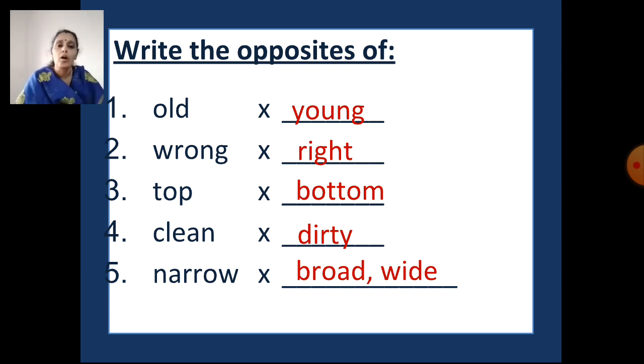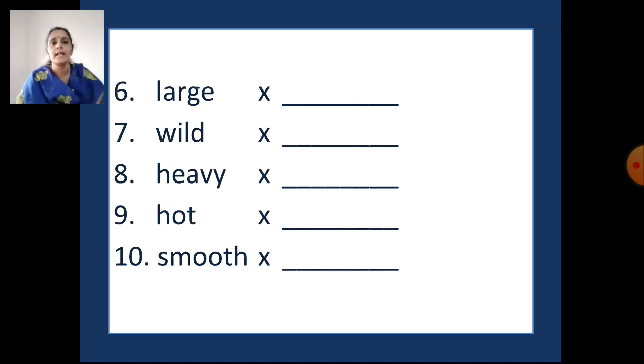B-R-O-A-D, broad, or W-I-D-E, wide. Both can be the opposite. So write both the words. If you have written any one also it is right. Just copy the other one also. You can either write broad or you can write wide. Yes, done. So shall we move to the next?